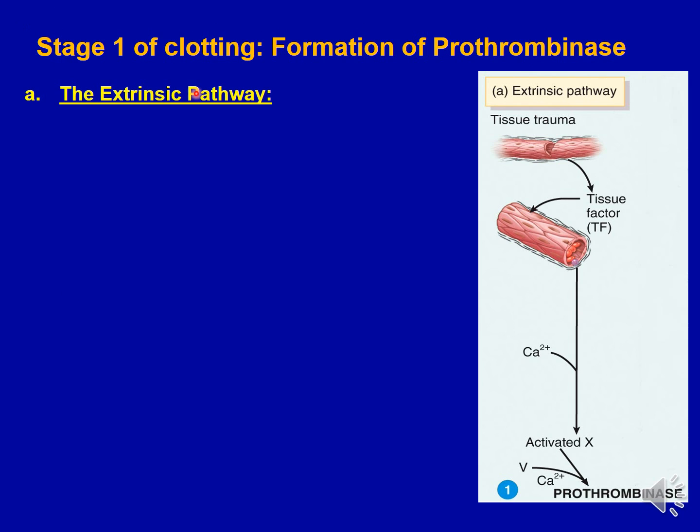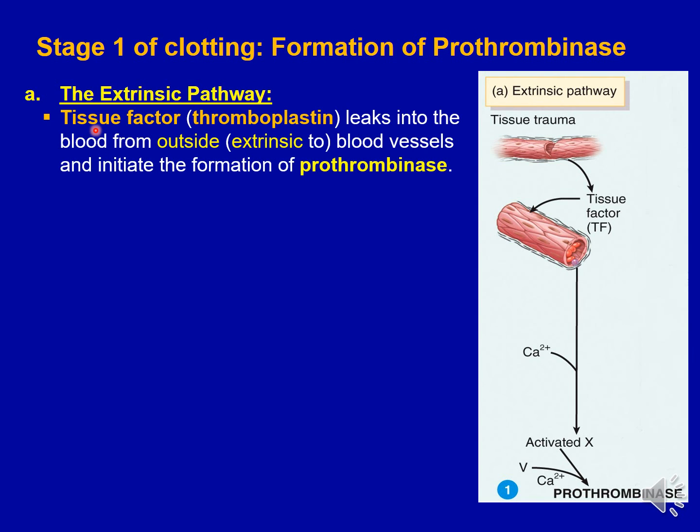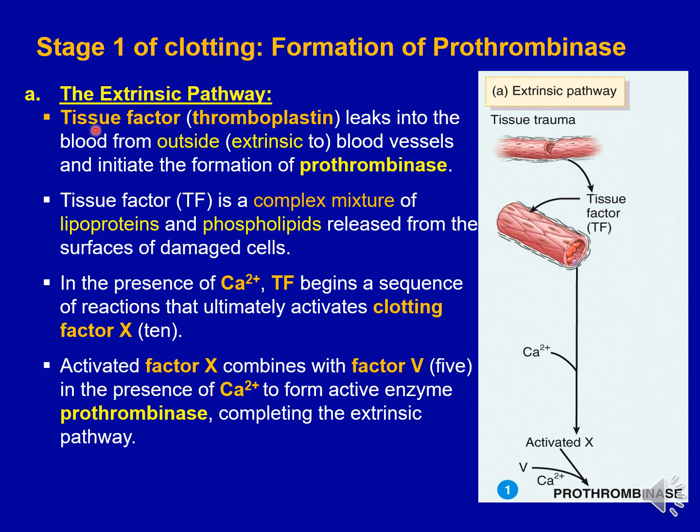Stage 1 of clotting is the formation of prothrombinase by the extrinsic pathway. The extrinsic pathway is dependent on the release of a tissue factor from the damaged tissues. From the damaged tissues, tissue factor is released, which is factor number 3. This tissue factor is a complex mixture of lipoproteins and phospholipids that is released from the surface of the damaged cells.